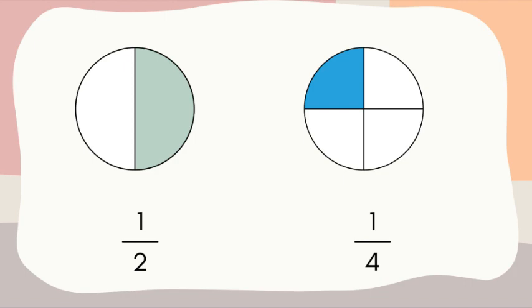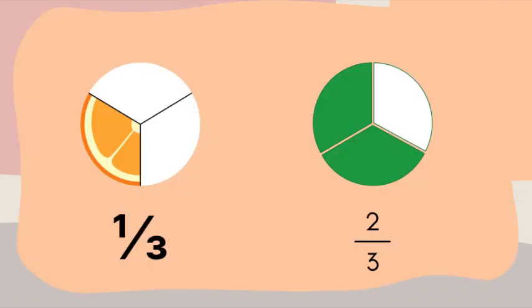For the first example, we have half. As you can see, it is two parts and one section is shaded. The second is a quarter, four parts, and the blue section represents the numerator, which is at the top. And that is a shaded region. We have 1/3, three parts, one part is shaded. 2/3, we have three parts as well, but two parts are shaded.